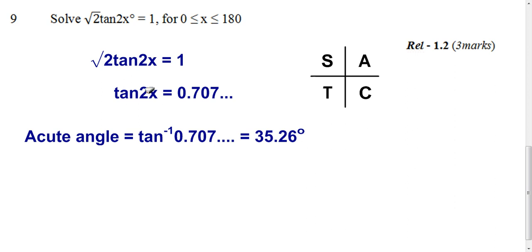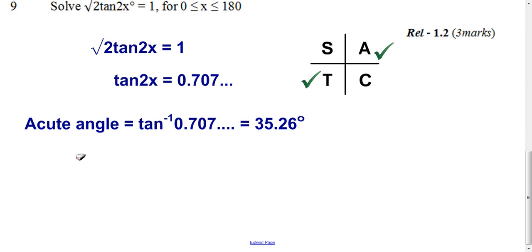And then you need to look at where tan is positive here. So I draw out my ASTC cross or my CAST diagram, whichever way you've learnt it. And I think tan's positive in the All quadrant and the Tan quadrant. So the first solution is as is, and the second solution is forwards 180 degrees from here.